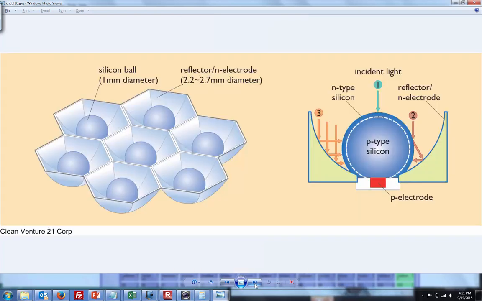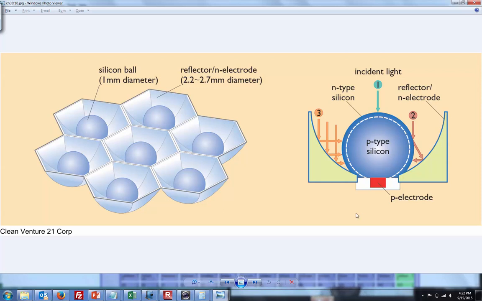All right, so I mentioned concentrating cells. If you have a relatively expensive semiconductor, one thing you can do is build an array that concentrates the sun's rays, and this is just sort of a parabolic concentrator, into a small, expensive P-type chunk of silicon.